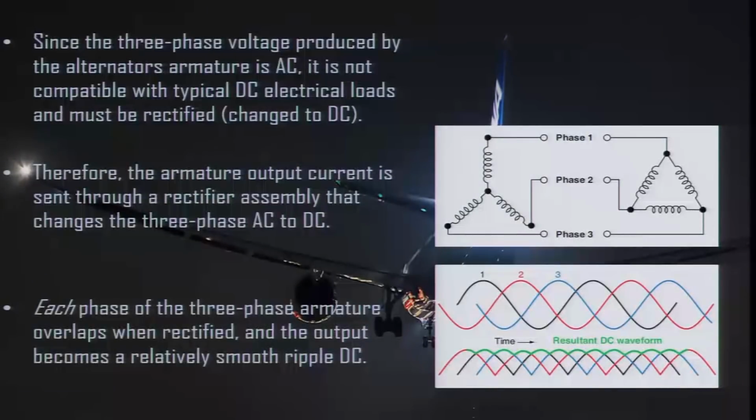Since the 3-phase voltage produced by the alternator armature is AC, it is not compatible with typical DC electrical loads and must be rectified, changed to DC. Therefore, the armature output current is sent through a rectifier assembly that changes the 3-phase AC to DC.